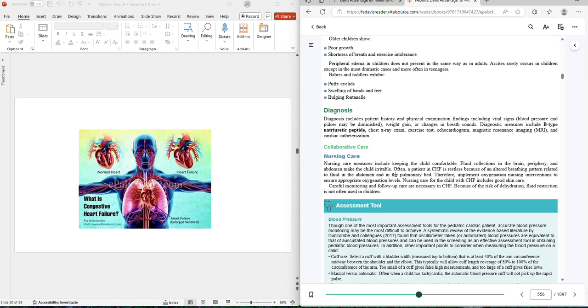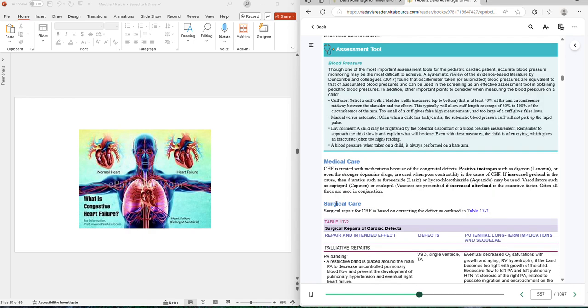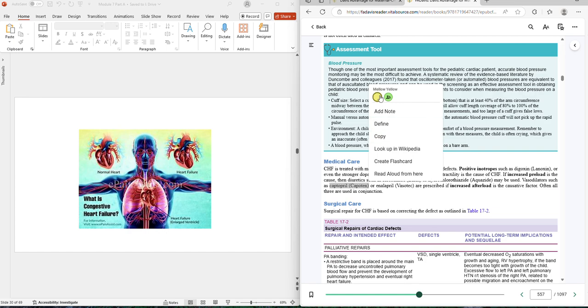Medical care, on page 557, talks about what do we do? What do we do for this? So you have positive inotropes and increased preloads. We use a drug called captopril. Okay, important for you to know.